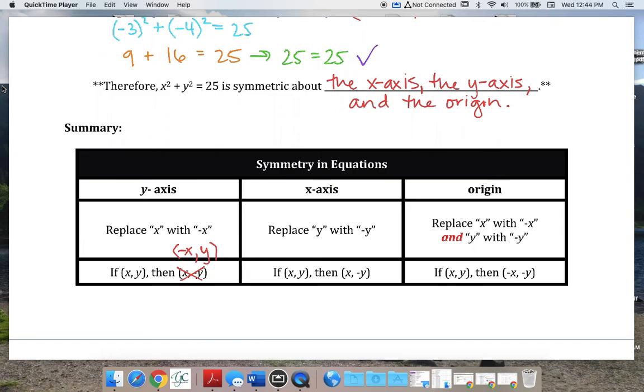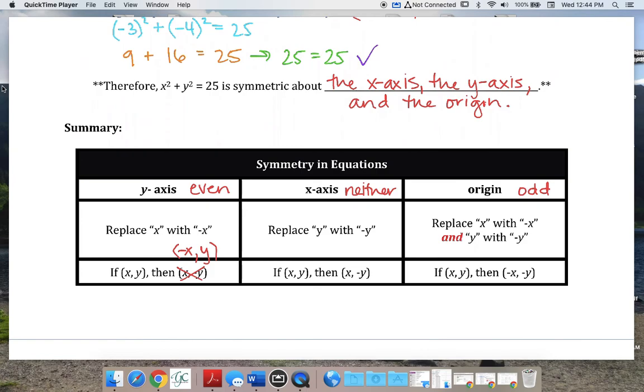And then remember, for type of function, y-axis is what we call an even function. Origin symmetry is what we call an odd function. And then x-axis, because that is not a function, it is neither even nor odd.